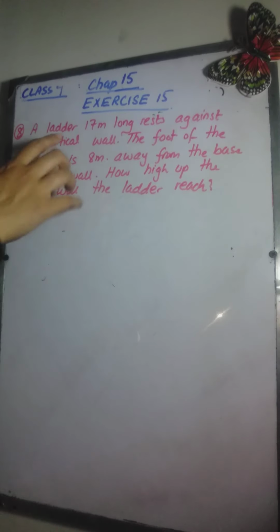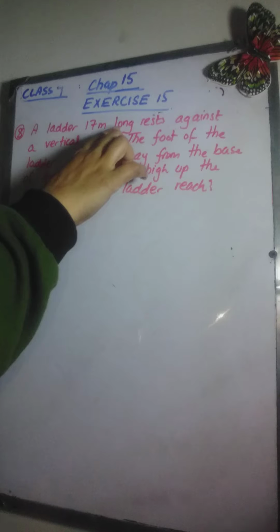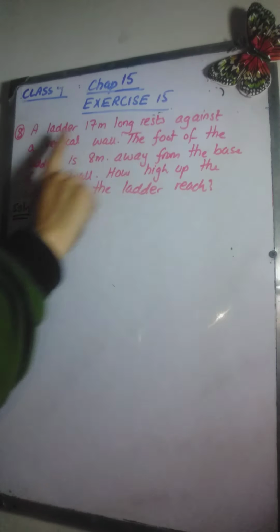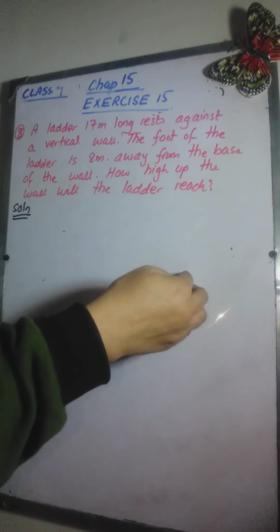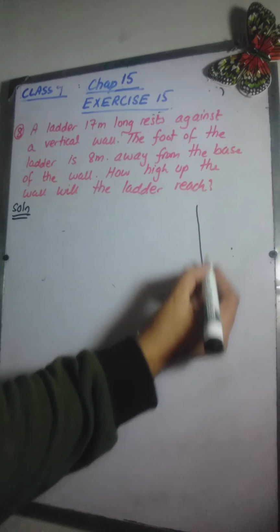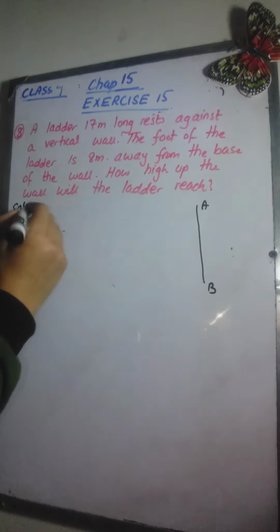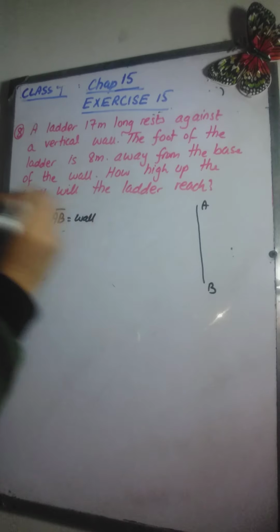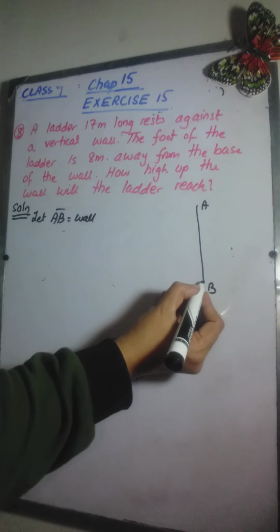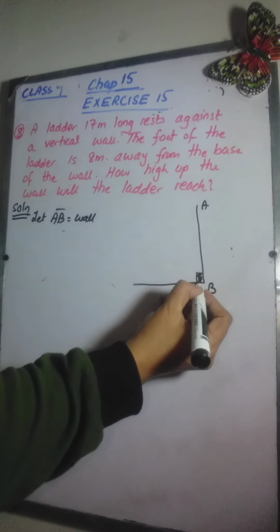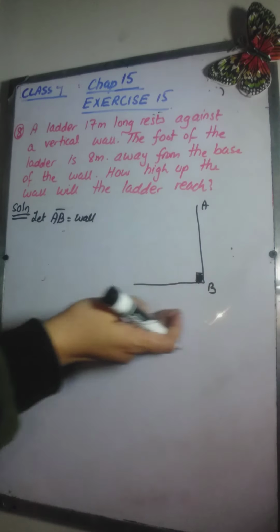Now we have the question number 8. A ladder 17 meter long. We have a ladder whose length is 17 meter and rests against a vertical wall. So there is a vertical wall and obviously we will have a ground. Let me draw the picture. Let AB be the wall. And there obviously will be a ground, and this is a vertical wall. It means that it will make an angle of 90 degrees with the horizontal ground.